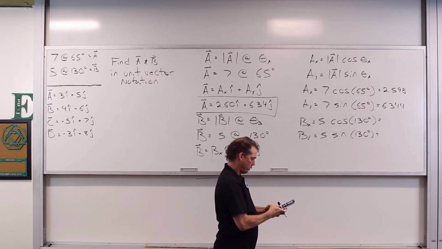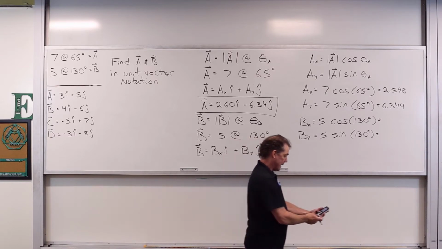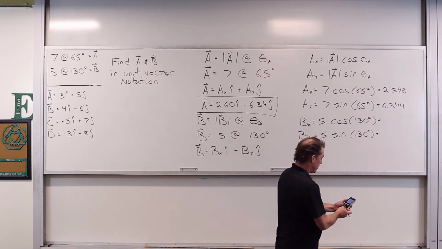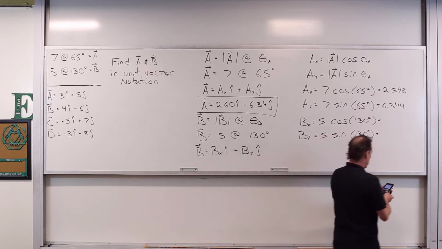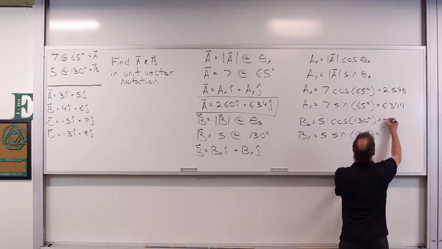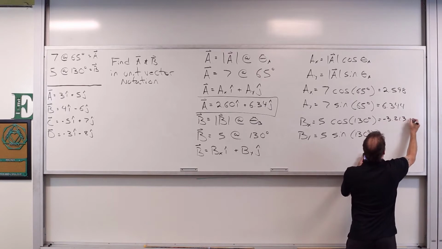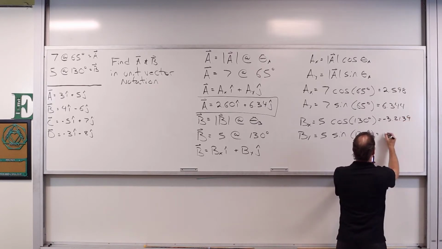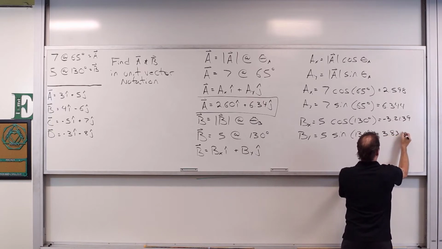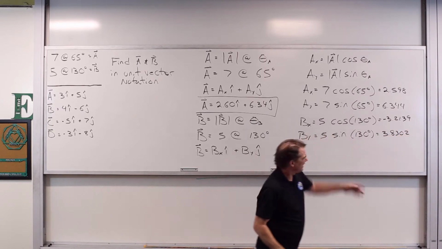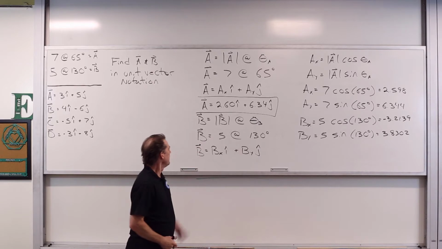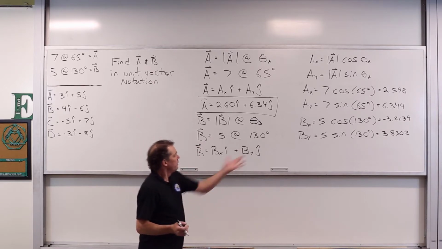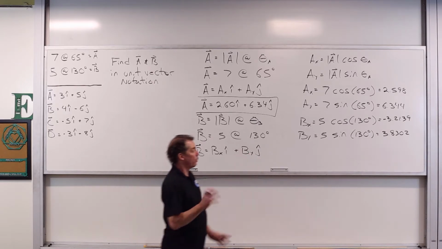5 cosine 130, 5 sine 130, and I get negative 3.2139 and 3.8302. I'll take an extra significant figure, that's okay. We're going to round it off in the end anyway. We've got the i hat and the j hat components.